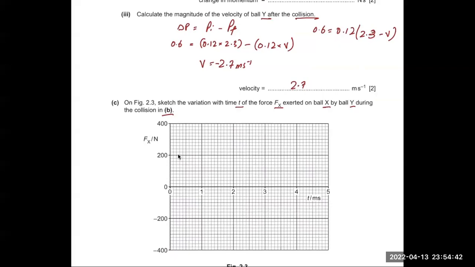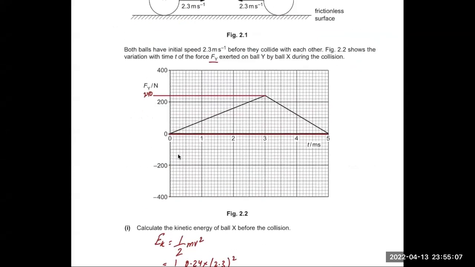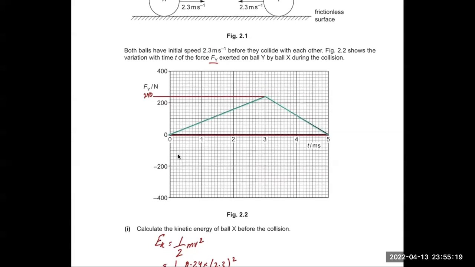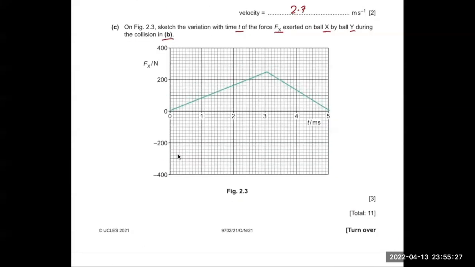Now, you don't need to spend time trying to figure this out. And why don't you need to do that? Because Newton's third law says there's an equal and opposite reaction. So the force that X exerts on Y is equal to the force that Y exerts on X when they collide. So you'll get an exactly similar graph. What you'll do is look at this graph and redraw it. Something like this. Here we go. Exactly similar.